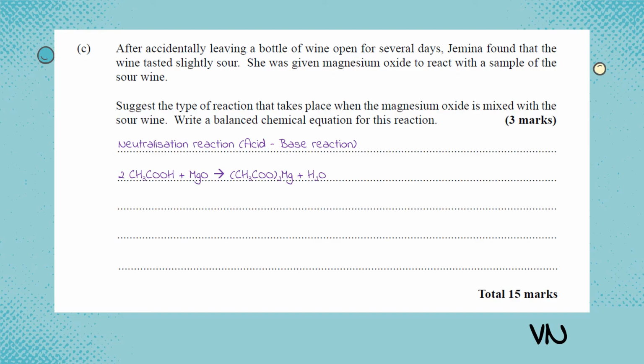So the wine, when it became sour, actually became acidic, and the ethanol will have been converted to ethanoic acid. Ethanoic acid reacting with magnesium oxide will produce a neutralization reaction, or an acid-base reaction. The equation, given on screen, is ethanoic acid plus magnesium oxide to give magnesium ethanoate and water.